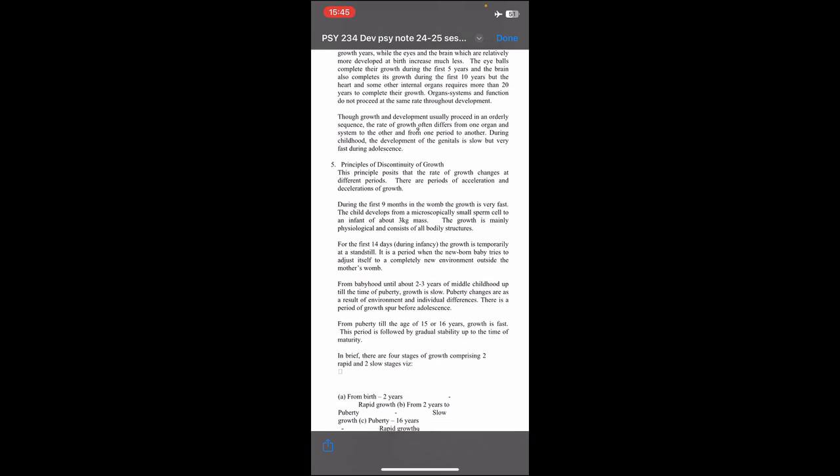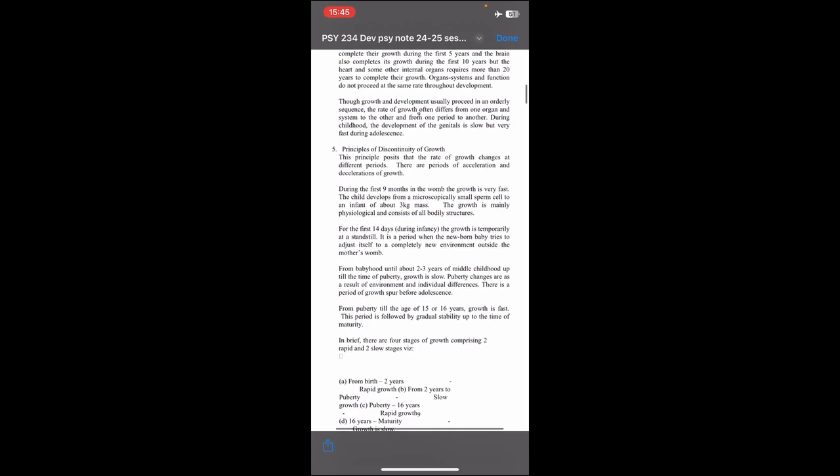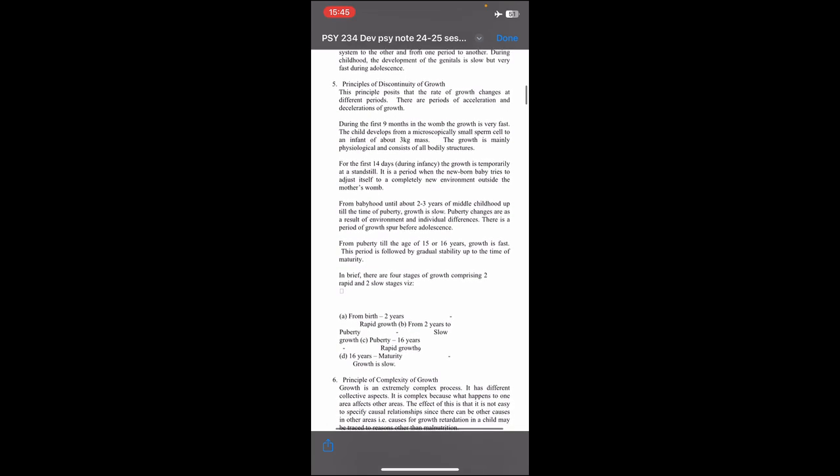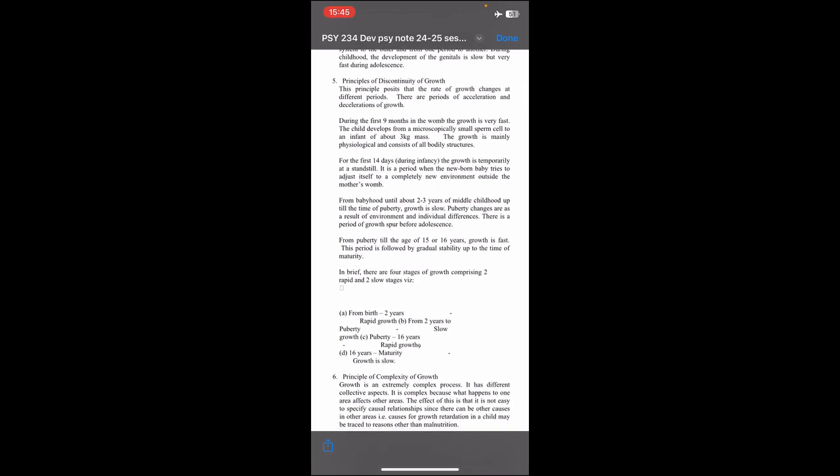And then another one that is in the book: during the first 9 months in the womb, the growth is very fast. The child develops from a microscopically small sperm cell to an infant of about 3 kg mass. So basically, growth between conception and birth is rapid. The growth is mainly physiological and consists of all bodily structures. For the last 14 days, during infancy, the growth is temporarily at a standstill because the baby is trying to adjust.